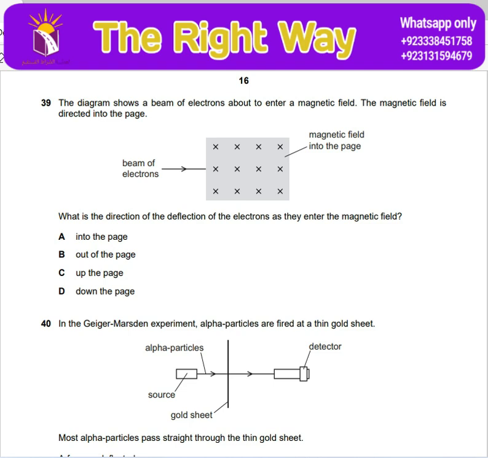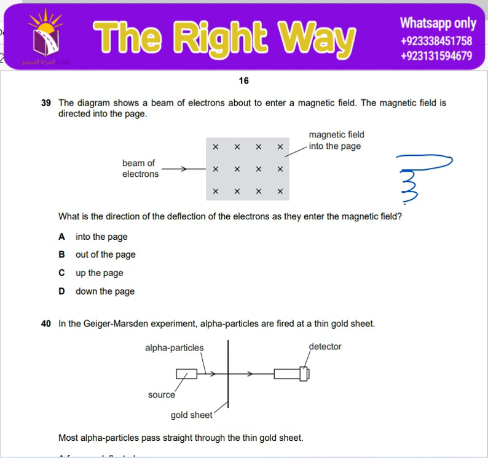The diagram shows a beam of electrons about to enter a magnetic field. The magnetic field is directed into the page. What is the direction of the force on the electrons as they enter the magnetic field? The beam of electrons is going to be shown with the index finger, your index finger in this direction. The magnetic field into the page will be shown with the help of the middle finger pointing into the page.